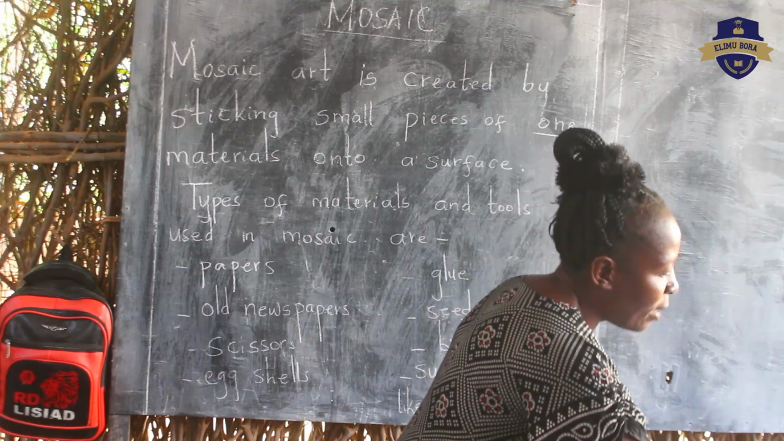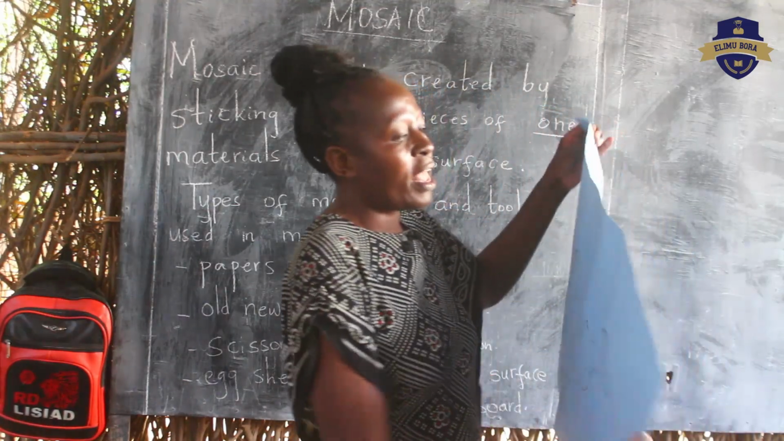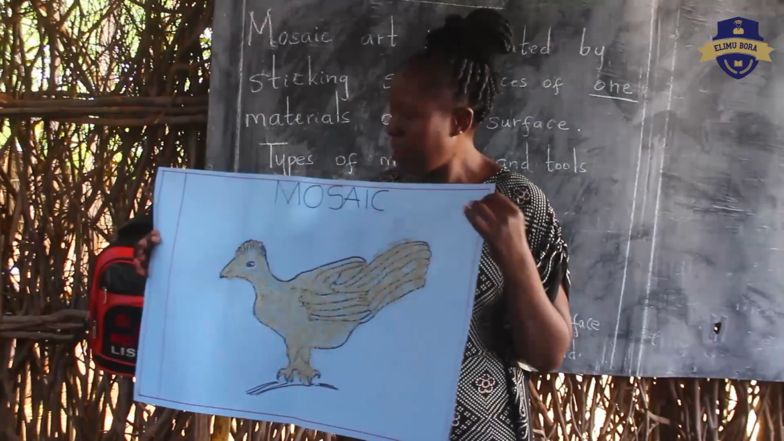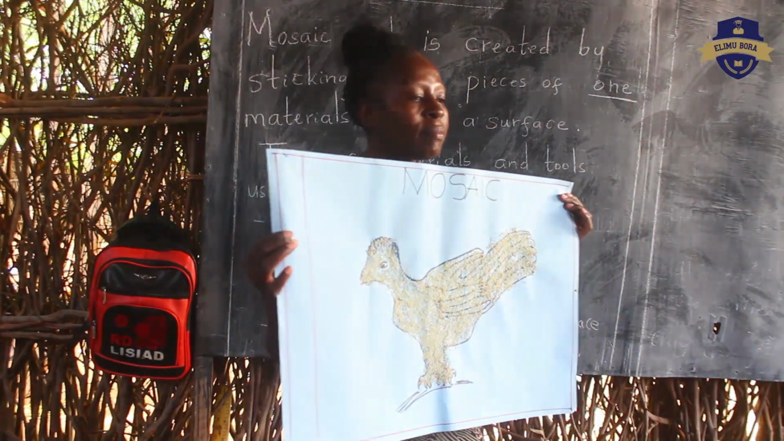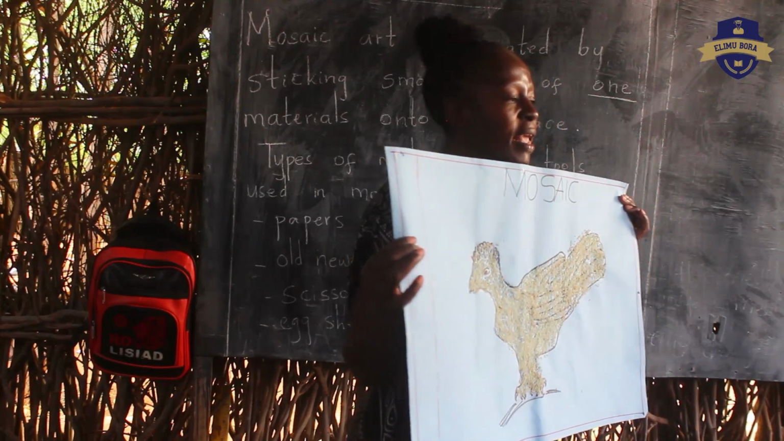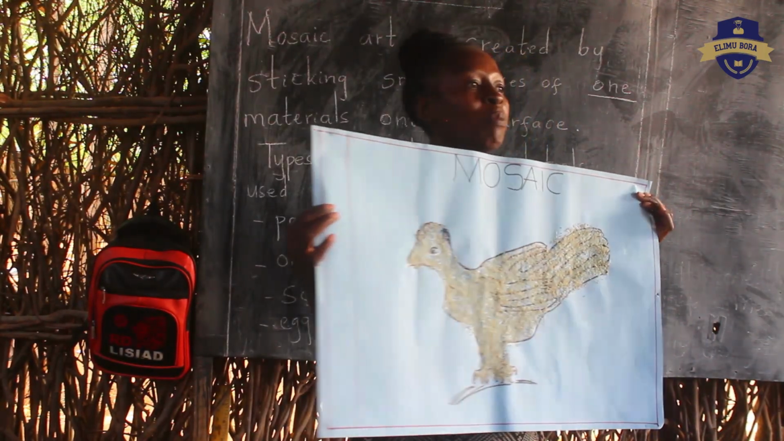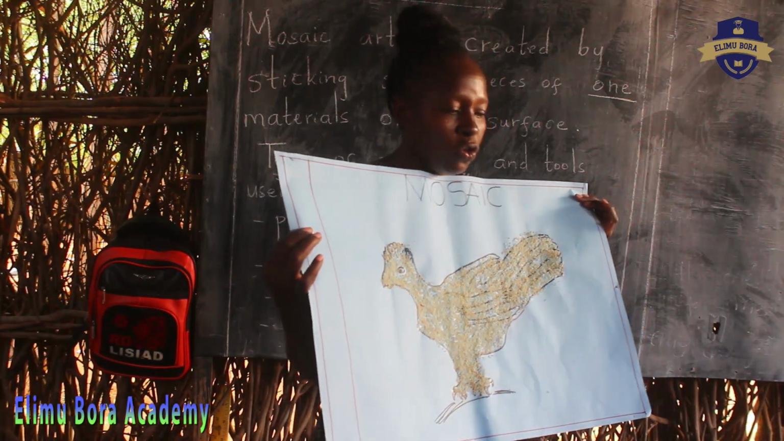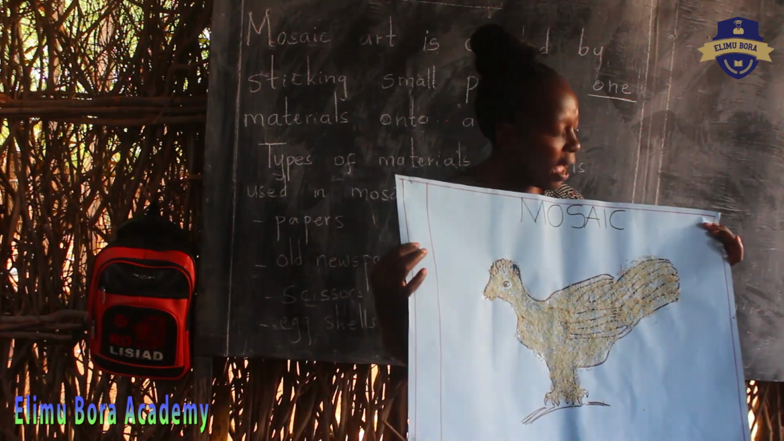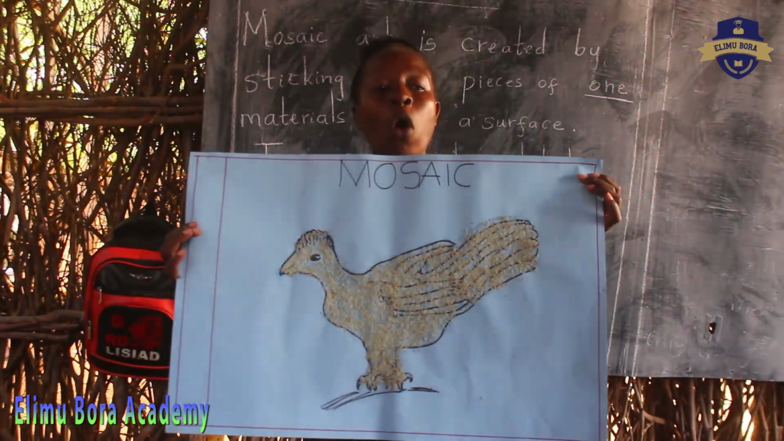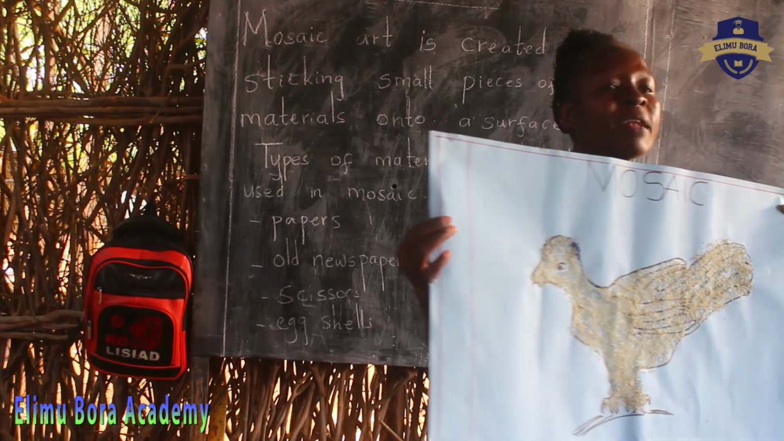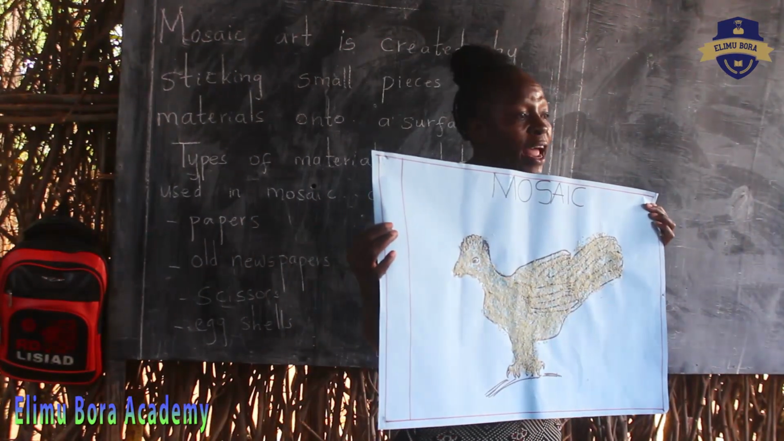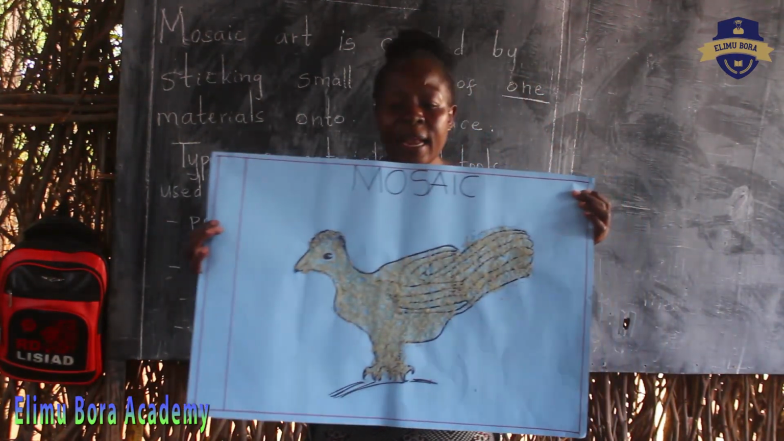For example, we want to see a picture here. Can you look at that picture? It is made by? It is a mosaic, yes. It is made by rice. Have you seen any other material there? No. So when you are making a mosaic picture, it should be made by only one type of material. But it can be of different colors.